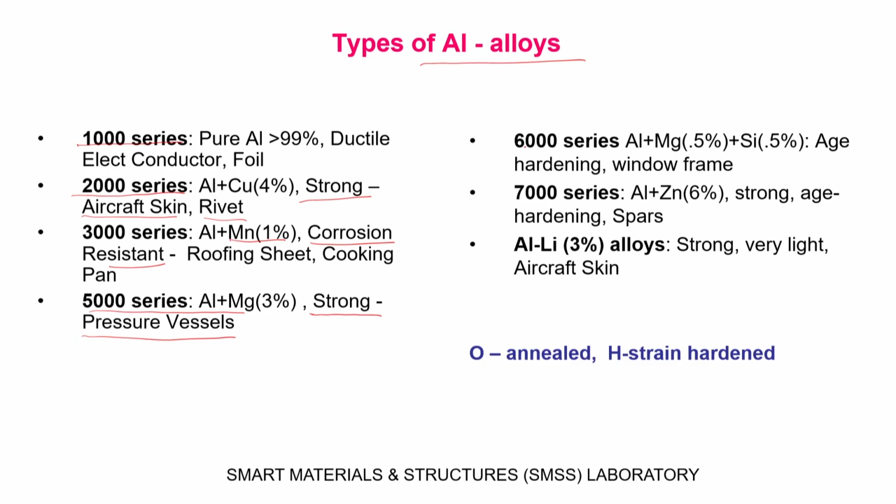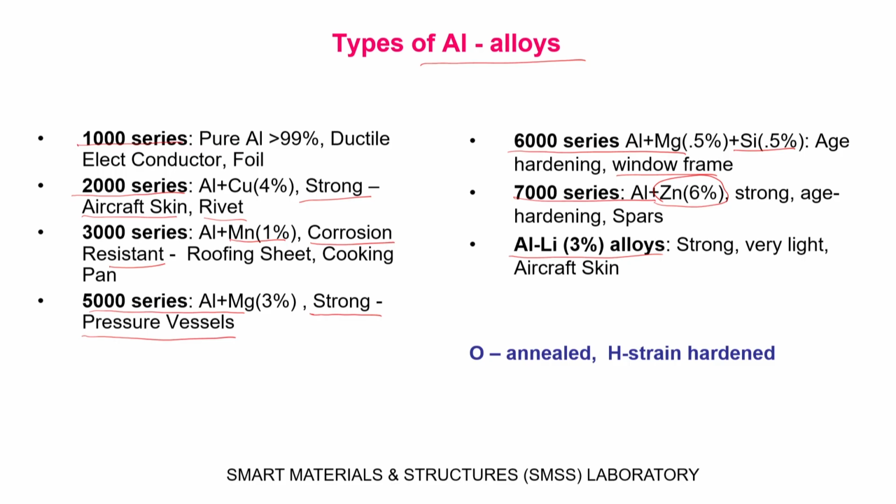Then if you go for 6000 series, you get not only aluminum and magnesium, but also silicon. So, it is used in stronger applications like window frame, edge hardened products, etc. 7000 series again gives you strength, edge hardening and all these things together. So, that is with the zinc, and also we have a variety of aluminum with lithium alloys, which is strong, very light, and it is generally used in aircraft skin.